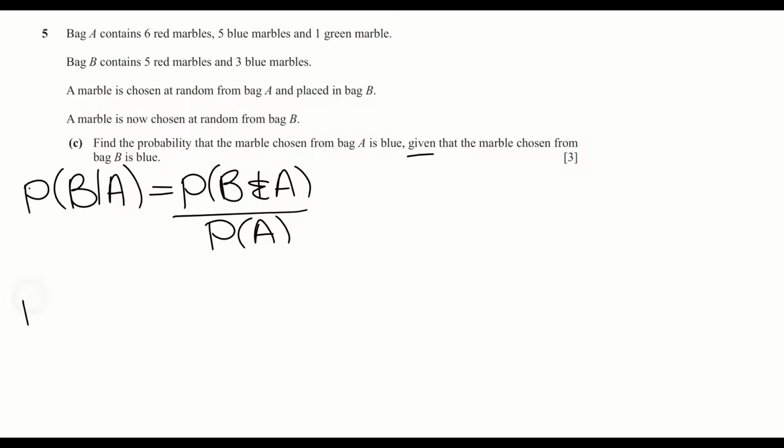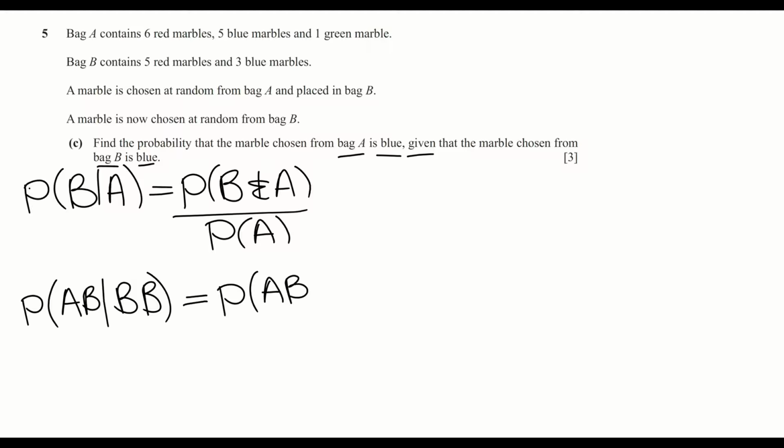In this case, we have the probability that the marble from bag A is blue. I'm going to say blue marble from bag A, given the marble from bag B is blue, is equal to the probability of a blue marble from bag A and a blue marble from bag B, all over the probability of a blue marble from bag B.